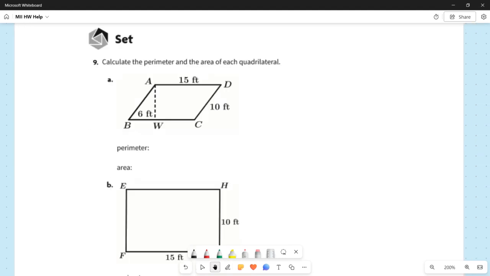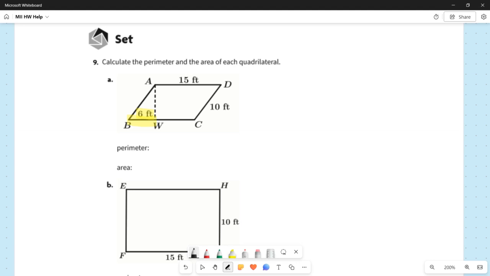Continuing on to the set section. Question 9 says, calculate the perimeter and area of each quadrilateral. Now, I've got some issues with some of these pictures here. So first of all, for 9A, this 6 feet is referring to this piece right there. Okay, so BW is 6. That's what that picture is referring to.